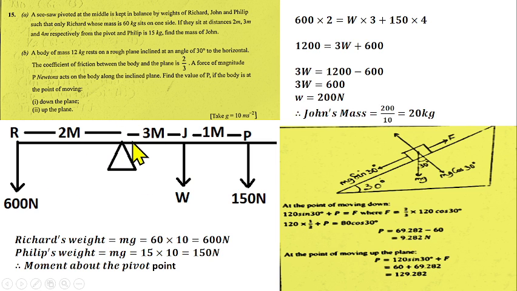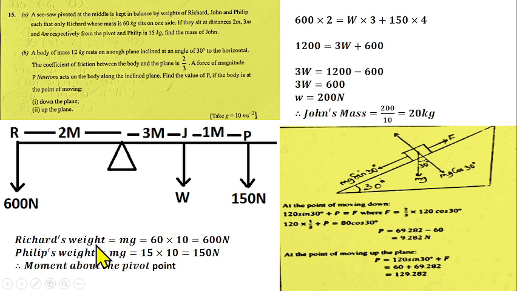So now what can we do? What is given to us? We are given 3 people: Richard, John, and Philip. Richard is represented by R, John by J, and Philip by P. You are being told that they all sit on a seesaw, pivoted at the middle, and the mass of Richard, not weight, is 60 kilograms, which we can change to weight.